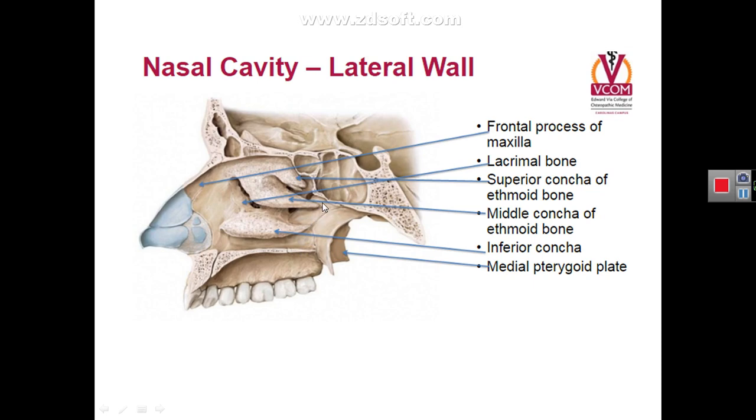You can see that the vertical plate of palatine bone forms the lateral boundary of the posterior nasal aperture. This is the medial pterygoid plate, and this is the lateral pterygoid plate, and the junction of the medial and lateral pterygoid plate is called the pterygoid process. And this is a suture between the pterygoid process and the vertical plate of palatine bone, also called the perpendicular plate of palatine bone.